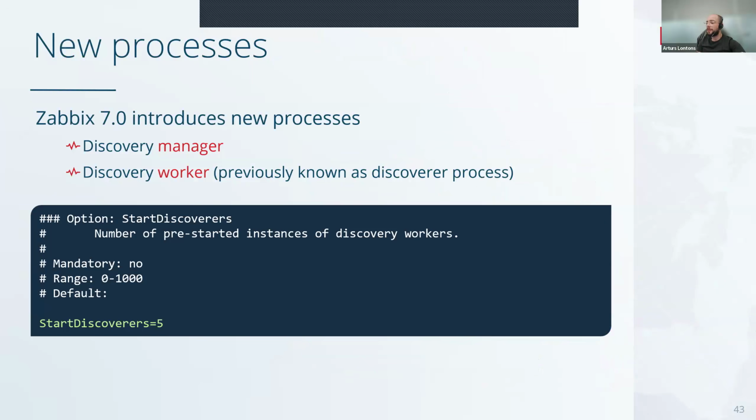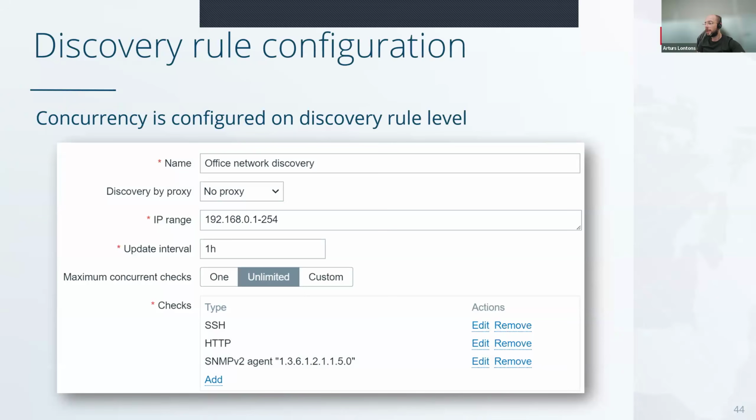So we've introduced a discovery manager and discovery worker process, which was previously known as the discover process, that can perform asynchronous network discovery. What this means is that we now support concurrency or parallelization, whichever word you want to use. And in your network discovery configuration, you'll see the maximum concurrent checks setting. By default, it'll be unlimited. But if your network team objects to aggressive network scanning, then you can set a custom parameter here for maximum concurrency. And over here, we can see it highlighted.